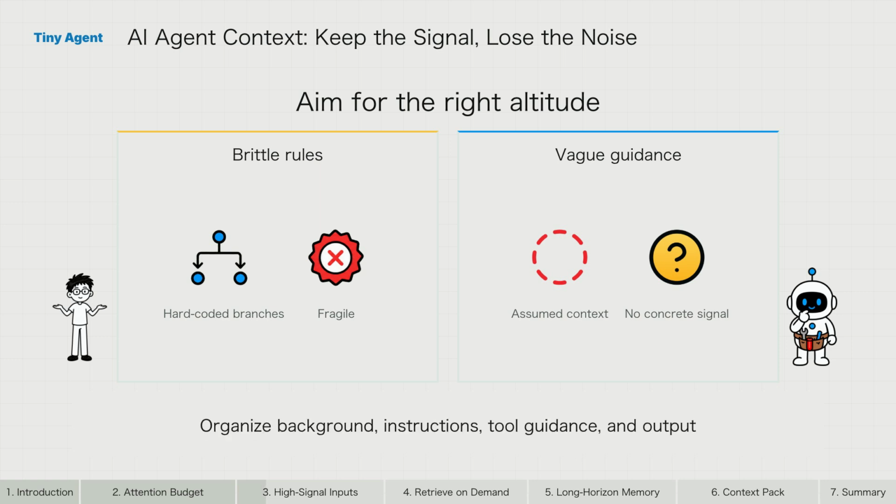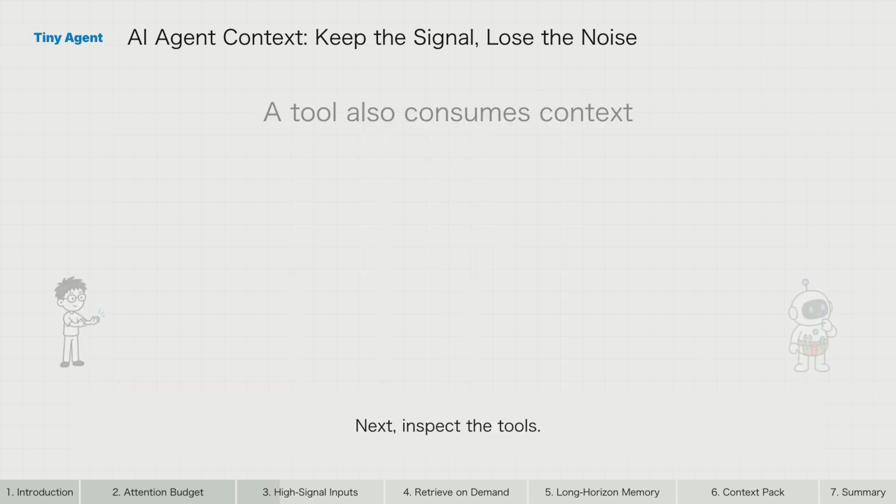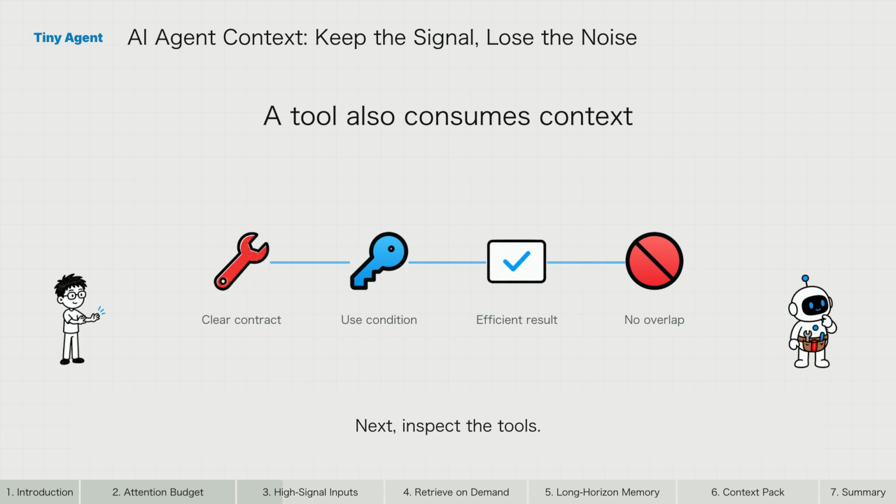Organize background, instructions, tool guidance, and output expectations into distinct sections. The formatting helps, but the decisive value is the clarity and priority of the content. Next, inspect the tools. A tool is not only an action, it is a contract between the agent and its environment. Names, descriptions, parameters, error behavior, and returned data all enter context and shape which action the agent chooses.